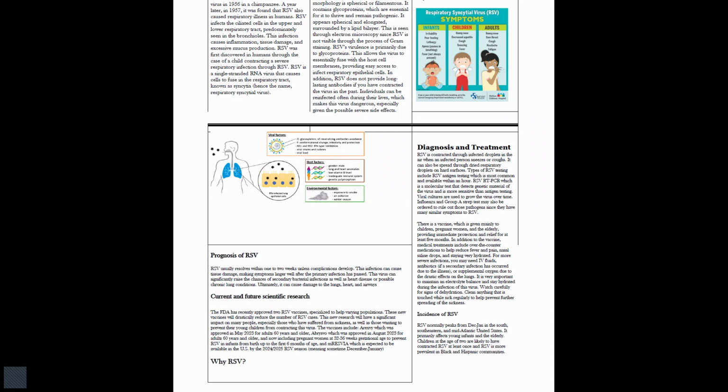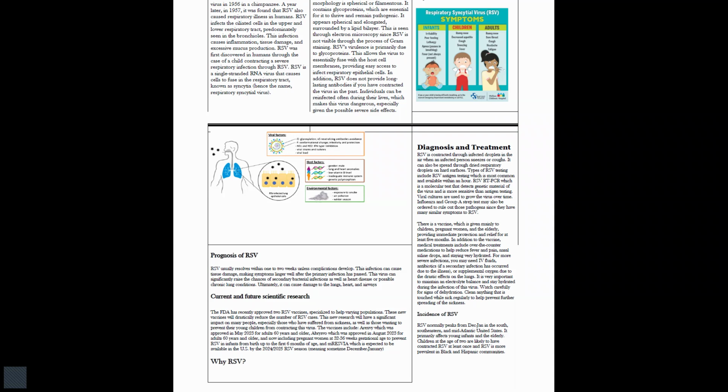The vaccines include Arexvy, which was approved in May 2023 for adults 60 years and older, Abrysvo, which was approved in August 2023 for adults 60 years and older, and now including pregnant women at 32 to 36 weeks gestational age to prevent RSV in infants from birth up to the first 6 months of age. And mRESVIA, which is expected to be available in the US by the 2024-2025 RSV season, meaning sometime in December and January, mostly the winter months.